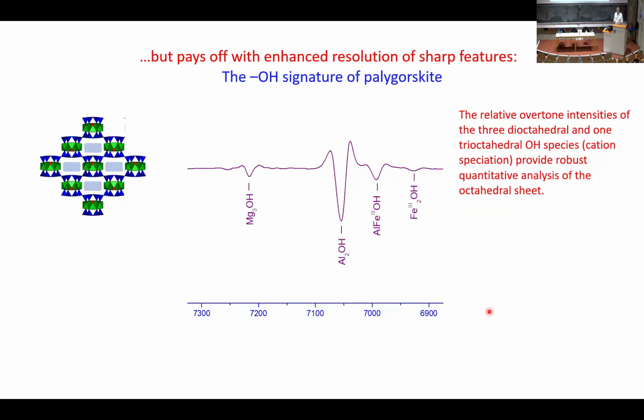So if you take a sample of palygorskite at ambient and you measure it, this is what you see in the second derivative. And these are the structural OH groups that are there. It has a mixed dioctahedral, trioctahedral character. So aluminum, OH, aluminum, iron 3 plus, 2 irons OH. This is the dioctahedral triplet compared to the trioctahedral quadruplet that we saw for talc in the first transparencies.